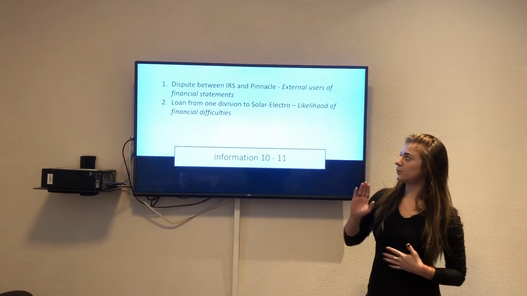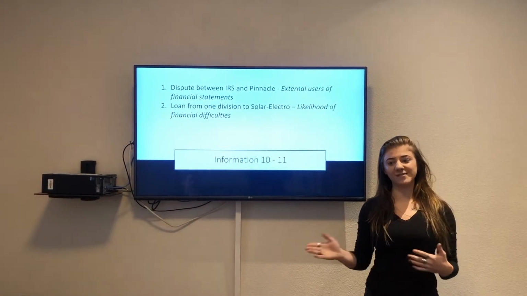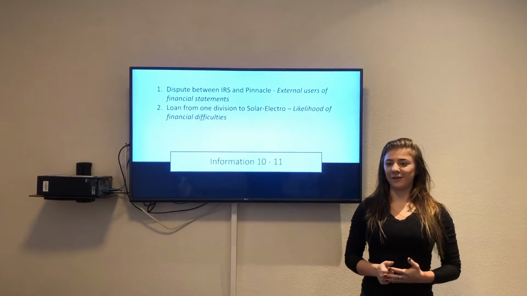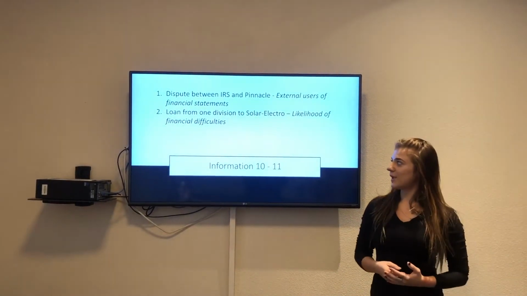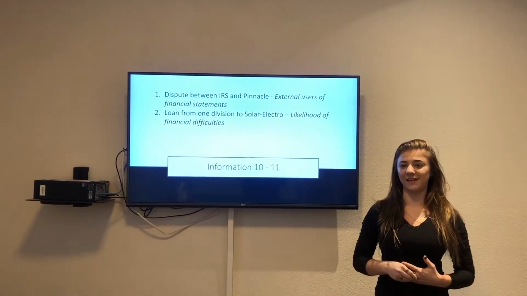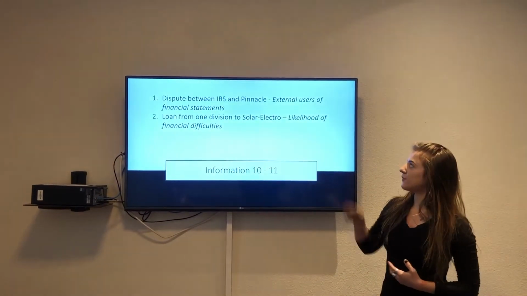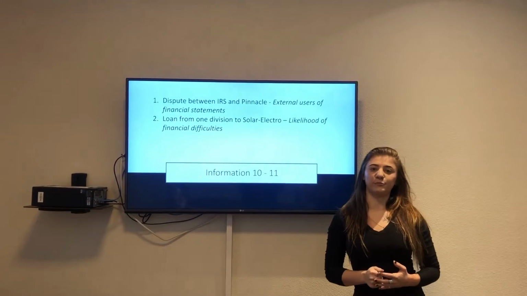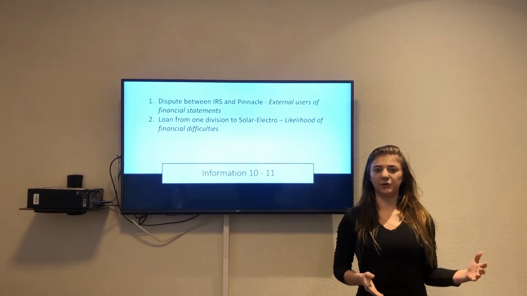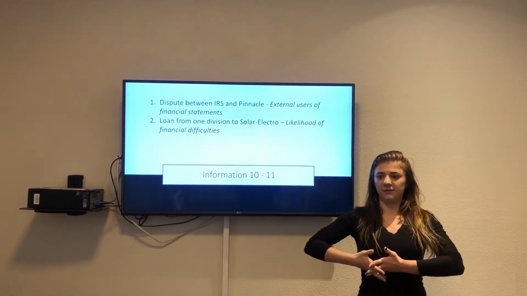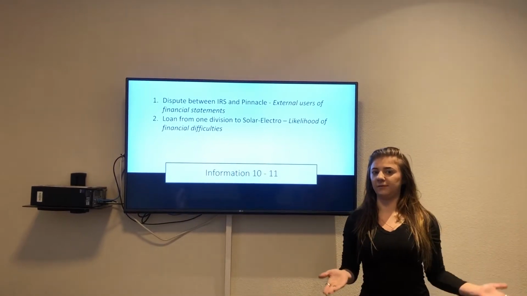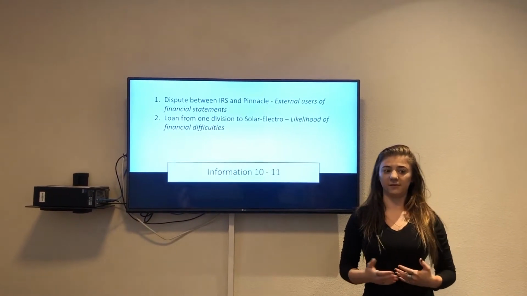And then a final one was the dispute between the IRS and Pinnacle. This is a very clear potential misrepresentation of any after-tax income that was shown. So external users of financial statements would have been materially misrepresented, and they would be using incorrect information to make business decisions.